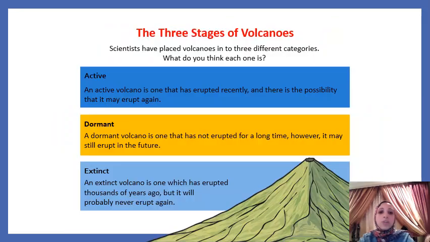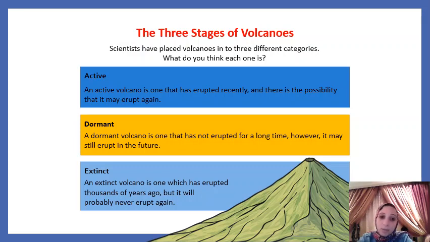So what are the volcanoes? There are probably 1,500 volcanoes, so over 1,000 volcanoes that are active in the world, but not all volcanoes are active. There are many more volcanoes, but they're not active. So the active volcanoes are the volcanoes that have erupted recently and might erupt again.